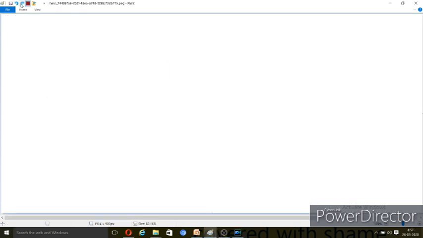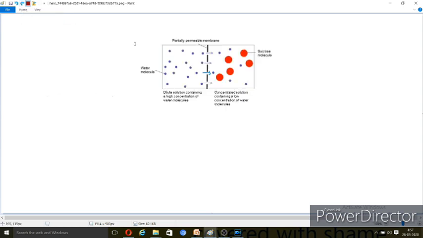Now we will be discussing a new topic, that is osmosis. To understand osmosis, we take two types of solution. This one is a solution containing a higher solute concentration, and this is a water molecule. Maybe this other one has a low concentration of solute, meaning solid particles, maybe sugar. So here there is no sugar.